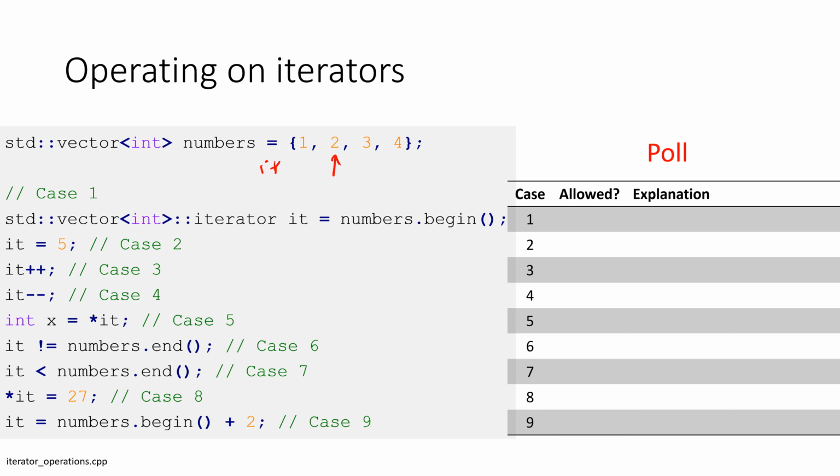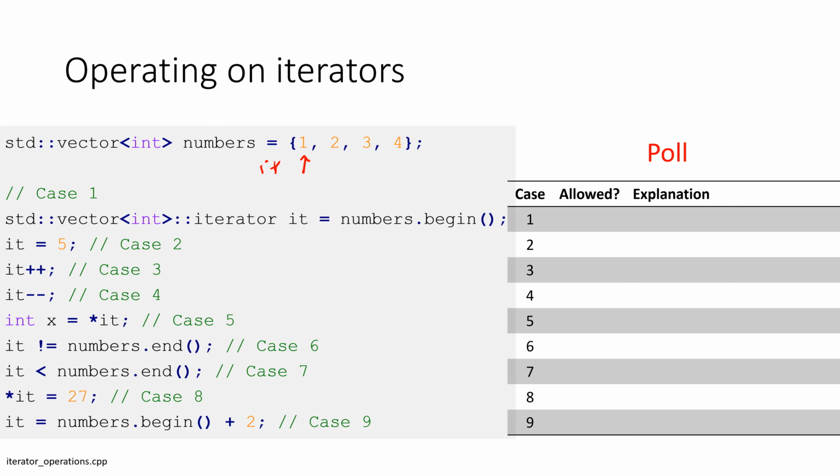Okay, what about case 4? Is it going to work? It's going to work. It's going to do the exact opposite. Okay, so IT was pointing at 2. Now it's pointing back at 1. Okay, what about this int x equals star it? Is it going to work? What does it do? It assigns 1 to x. So it is pointing at an entry that has value 1. This says get the value I point at, set x equal to that. So yeah, x will become 5. It's going to work fine.